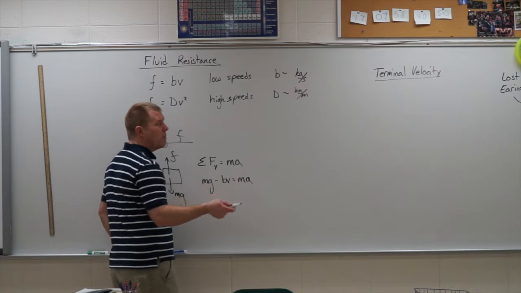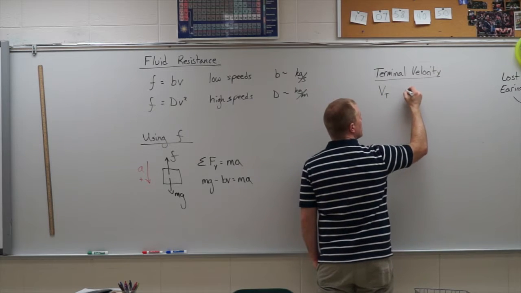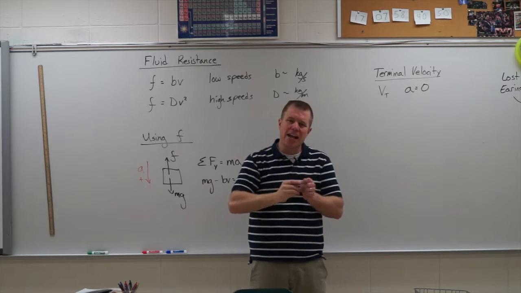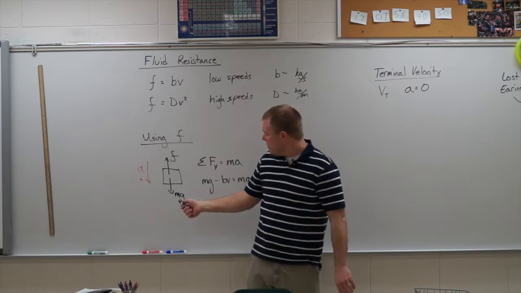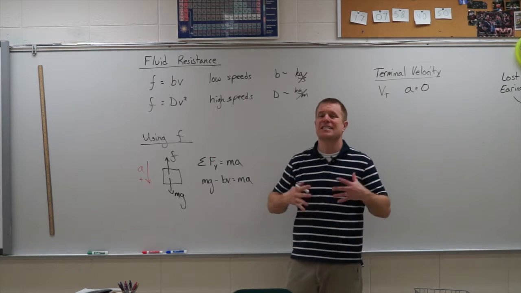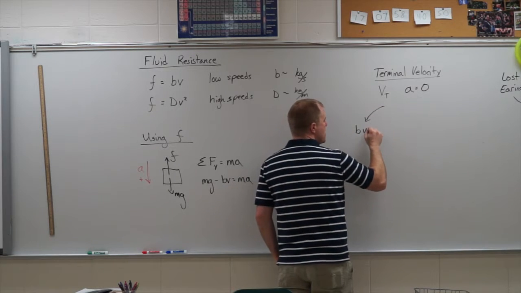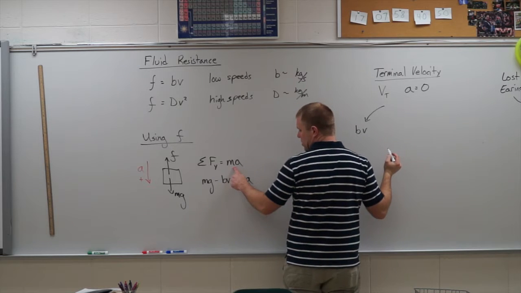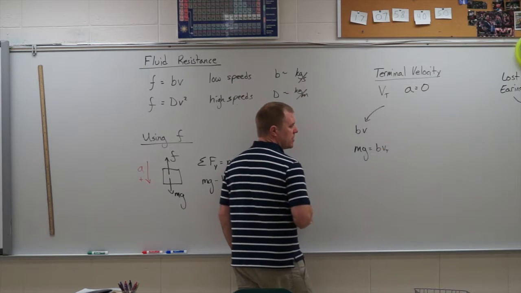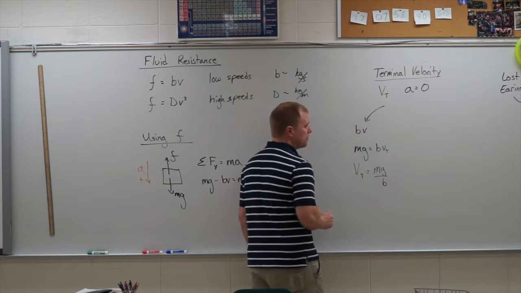Now, how do we work with terminal velocity? So terminal velocity, vt, occurs when the acceleration equals 0, because terminal velocity is the maximum velocity something will go given whatever force is pushing it and the resistive force, because the faster you go, the resistive force gets bigger. So we can go two directions. If we use the bv method, I find out that the acceleration is 0, so I get mg is equal to bvt, where that's my terminal velocity, and so vt is mg divided by b.